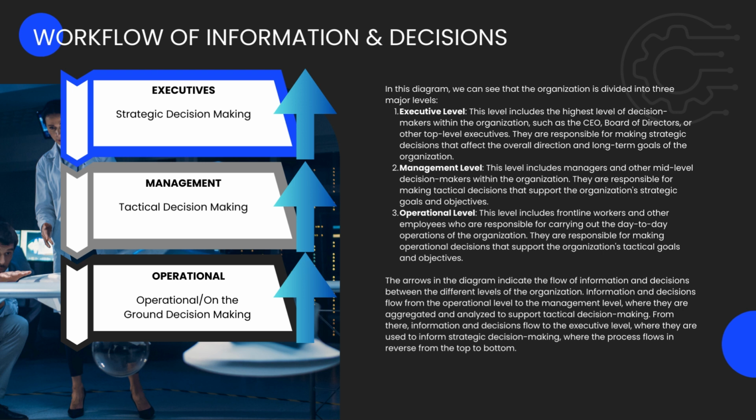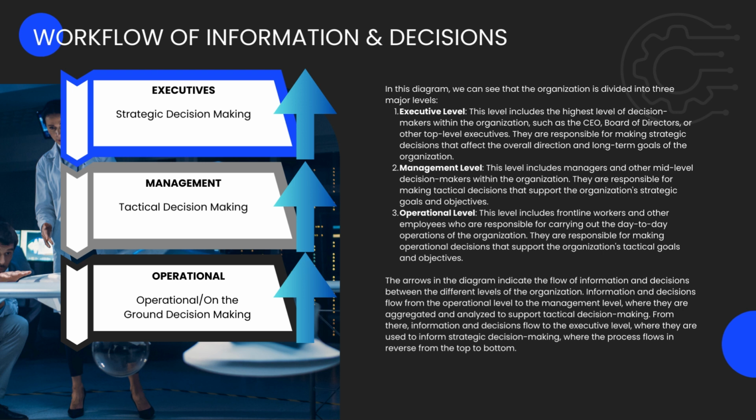And on the operational level, this includes the frontline workers and other employees who are responsible for carrying out day-to-day operations of the organization. And they'll be making those frontline decisions that are on the ground as well. So the arrows in the diagram indicate the flow of information and decisions between the different levels.